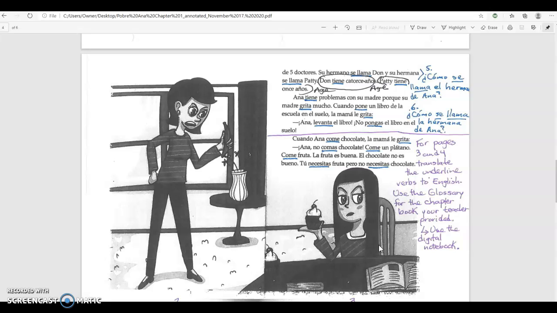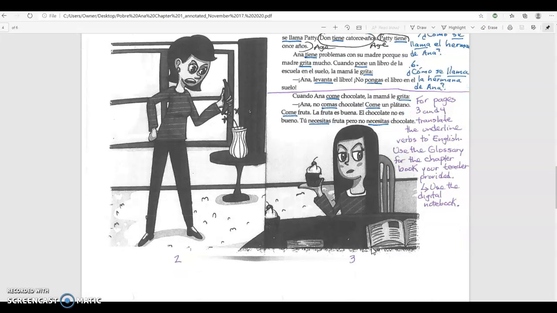Now, don't be overwhelmed. A lot of these are repetitive. So I underline all the verbs, but not all of them are new. They repeat, okay? All right.